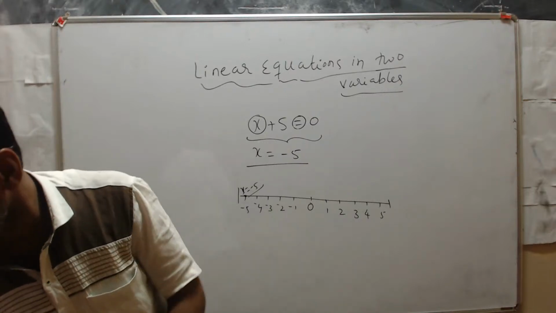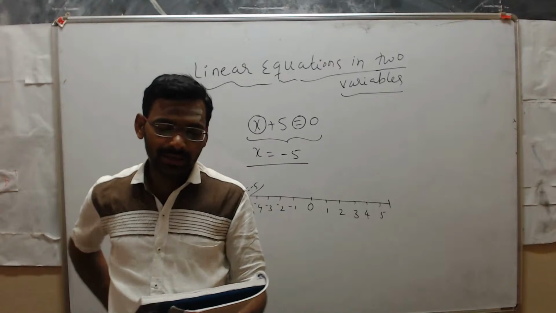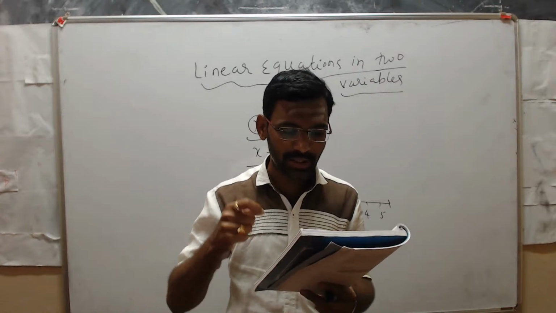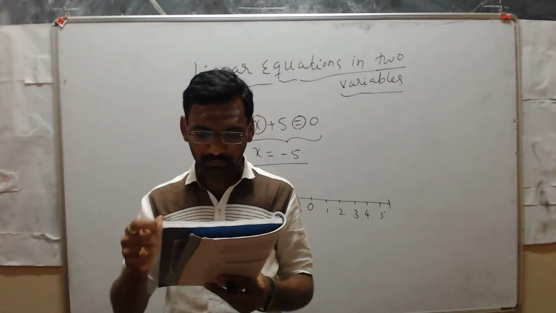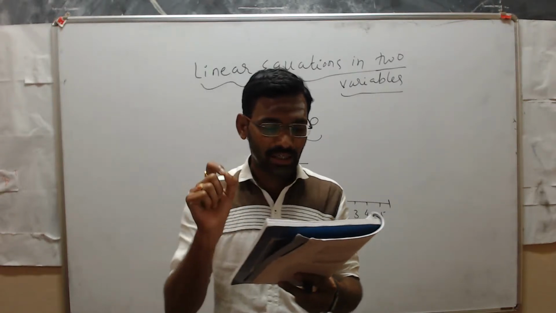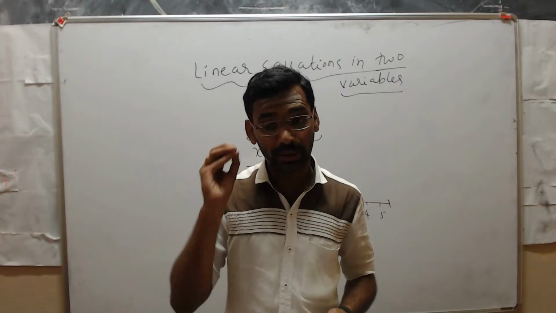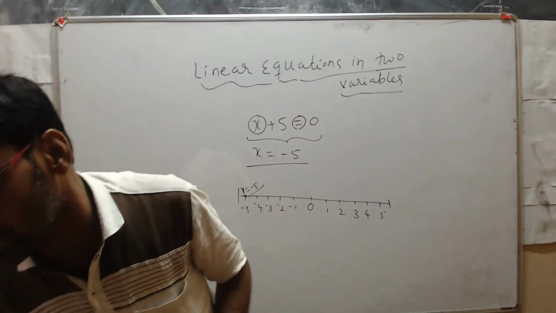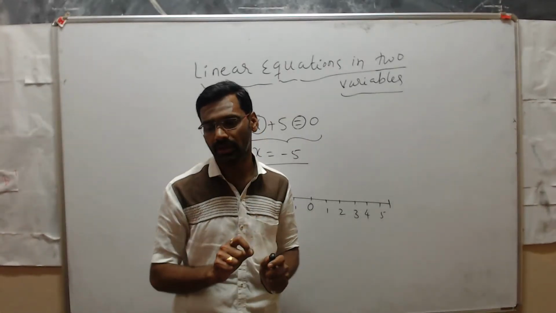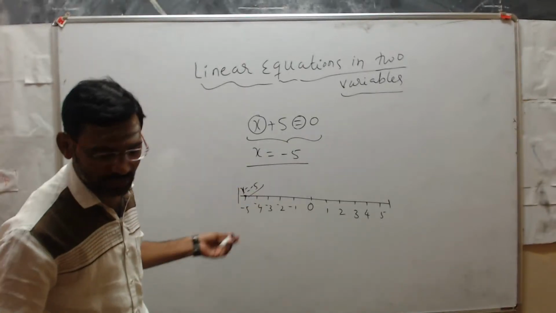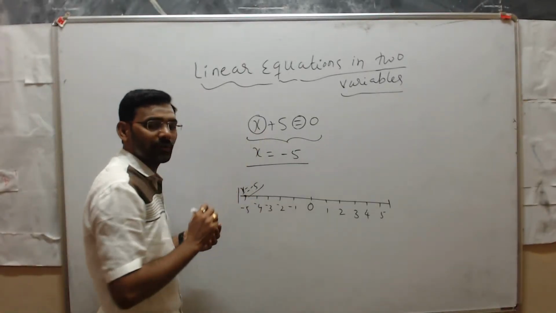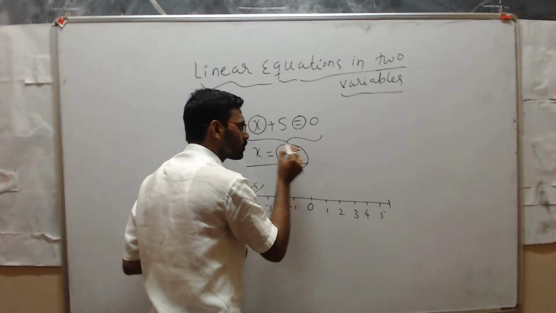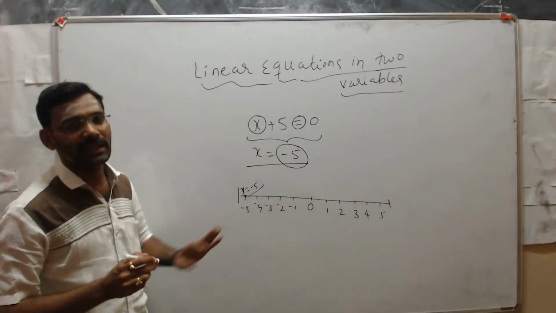Dear students, in earlier classes we have studied linear equation in one variable. You also know that such equations have a unique solution. It is a very important point. A linear equation in one variable has how many solutions? A unique solution, which is nothing but one and only one solution. Here it is a linear equation in one variable, having only one solution. What is the solution here? Minus 5.